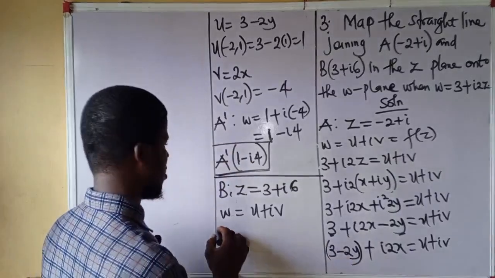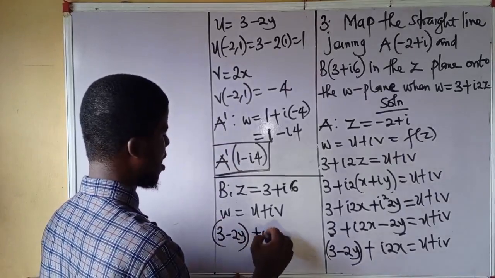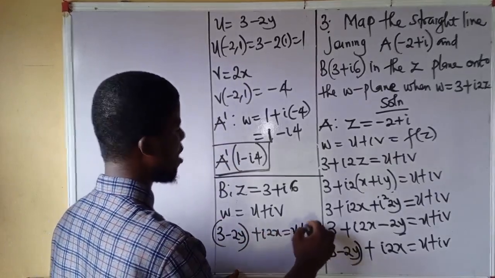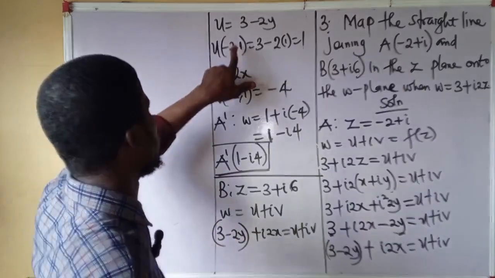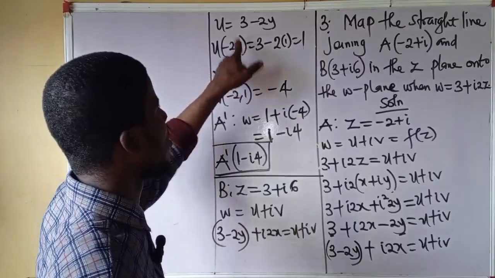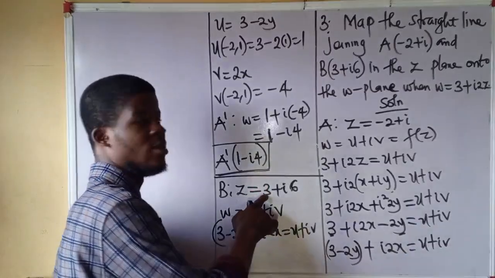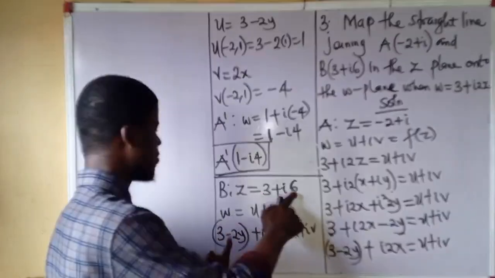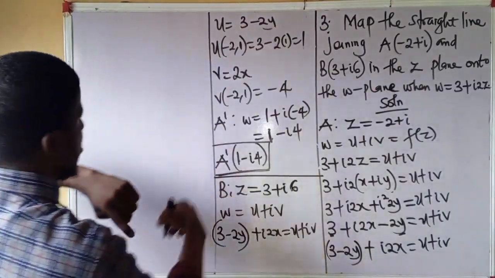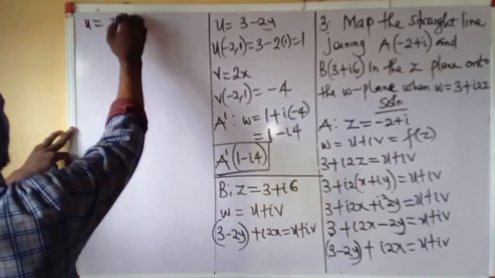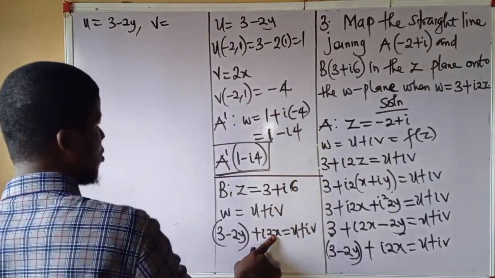So I'm going to get 3 minus 2Y plus I2X equal to U plus IV. But the only thing that will now change is this X and Y. We are not using minus 2 and 1. So for B, it is 3 plus I6. That means X is 3, Y is 6. So U is still 3 minus 2Y, and V is still 2X, right?